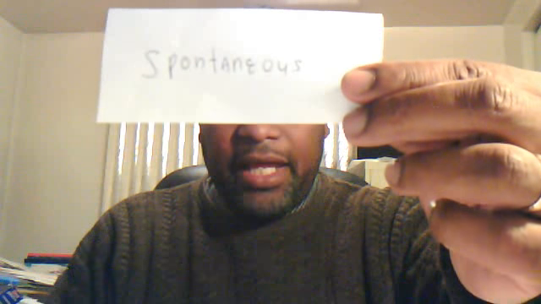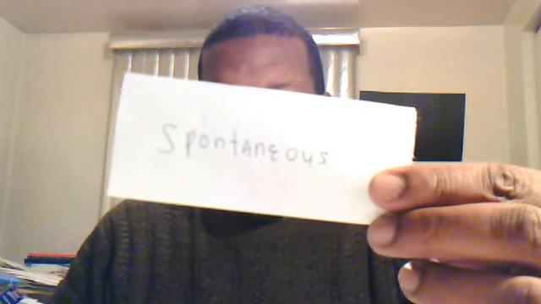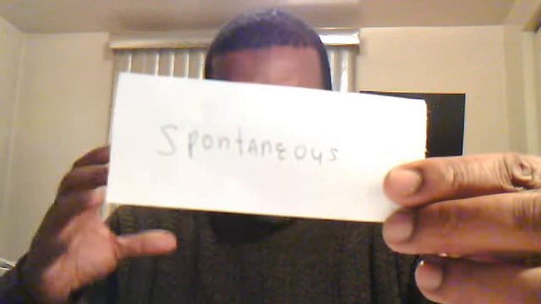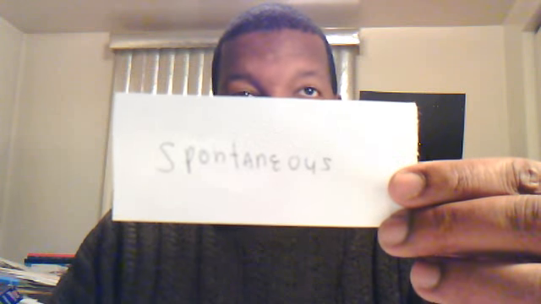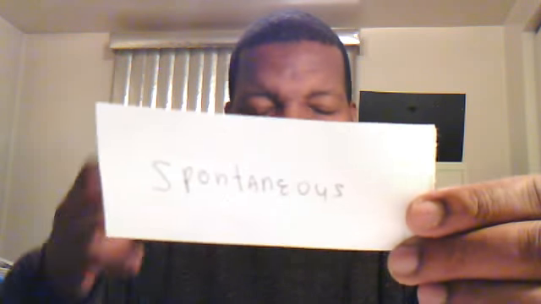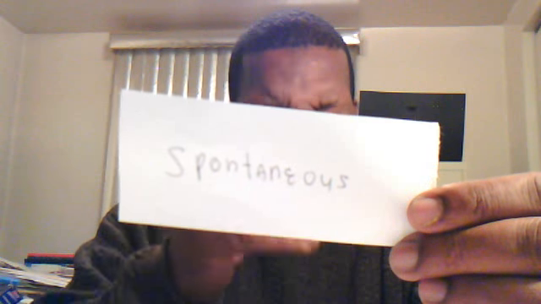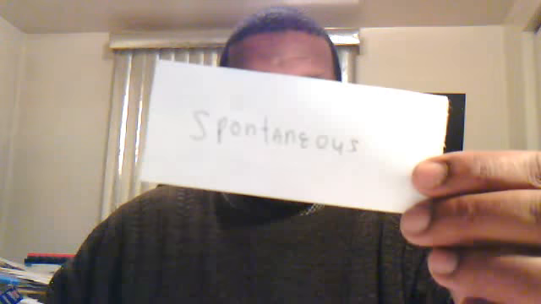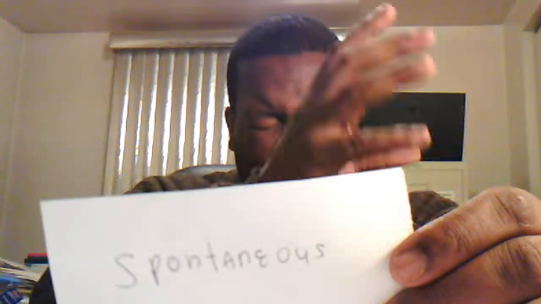So you hold the word up, and you would just either close your eyes or look away and say spawn. So it's S-P-O-N. That's your first part. Next is tane. I'm going to use the E in tane. So this is going to be T-A-N-E. So spontane. S-P-O-N-T-A-N-E. And the last part is O-us. So it's spontaneous.